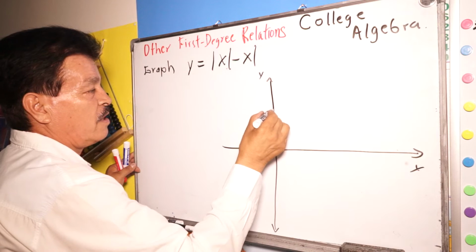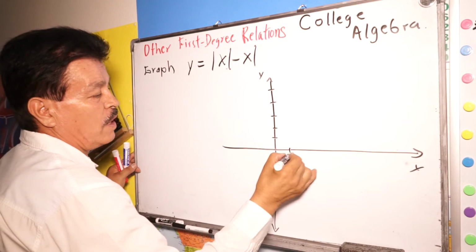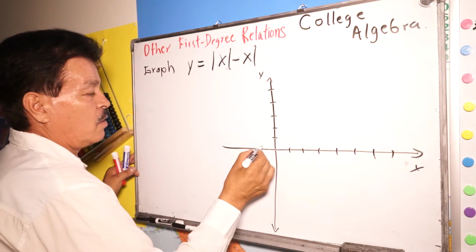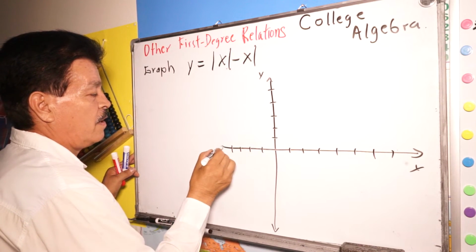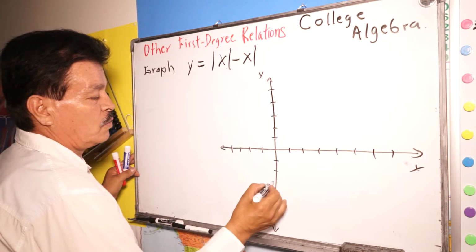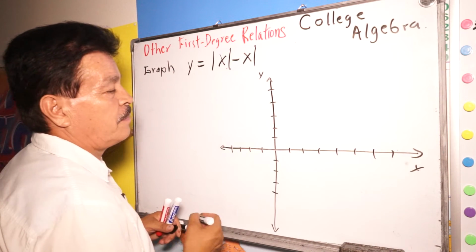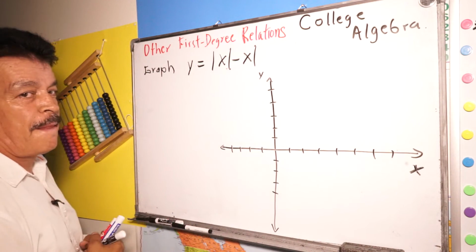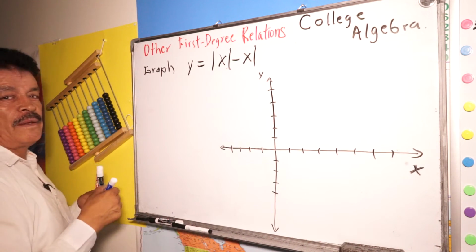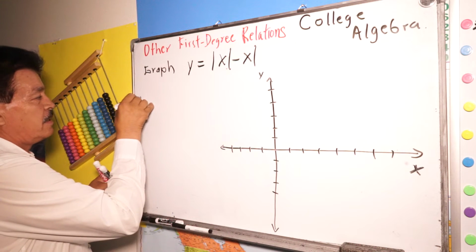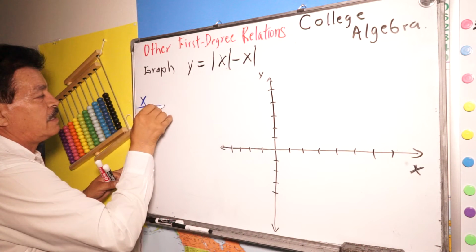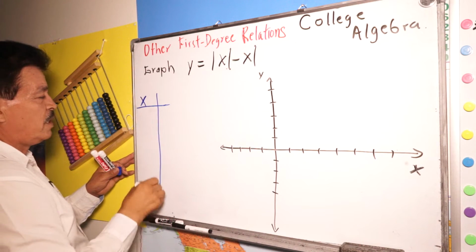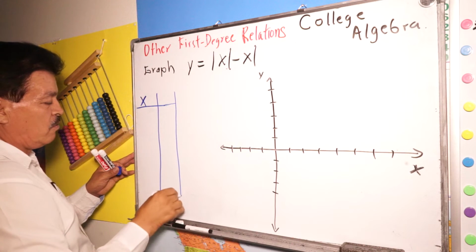1, 2, 3, 4, 5. 1, 2, 3, 4, 5, 6, 7. That's enough. 1, 2, 3, 4. 1, 2, 3, 4. Okay, so let's graph this function. We don't need to make the table, but let's write the table here to see, because I'm going to explain. Sometimes it's a little confusing.